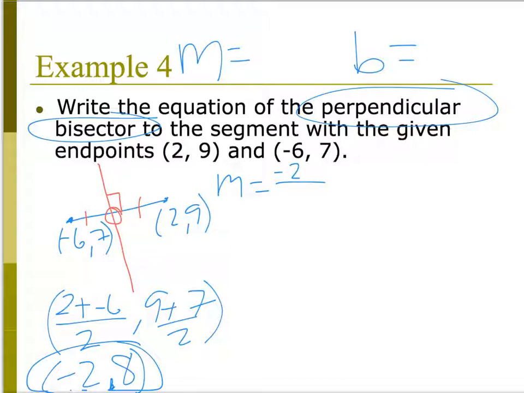And then -6 minus 2 is -8. And it really doesn't matter which one you start with. I could have done 9 minus 7 is 2, and 2 minus -6 is +8, as long as you're consistent with which one you start with, remember. So my slope here is 1/4. So what's my perpendicular slope of my red line then? My perpendicular slope is going to be -4, my opposite reciprocal. All right. Got my slope.